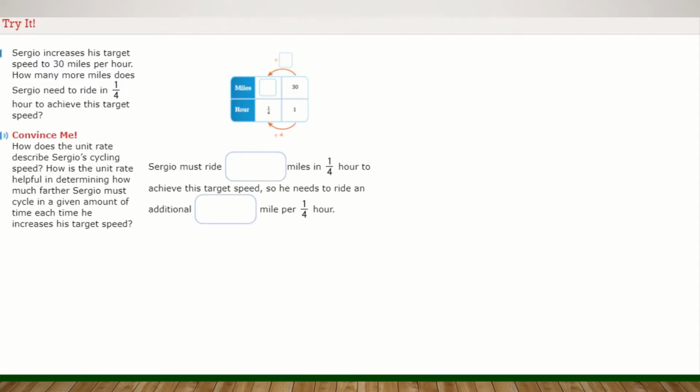Sergio increases his target speed to 30 miles per hour. How many more miles does Sergio need to ride in 1/4 hour to achieve this target speed? How does the unit rate describe Sergio's cycling speed? How is the unit rate helpful in determining how much farther Sergio must cycle in a given amount of time each time he increases his target speed?